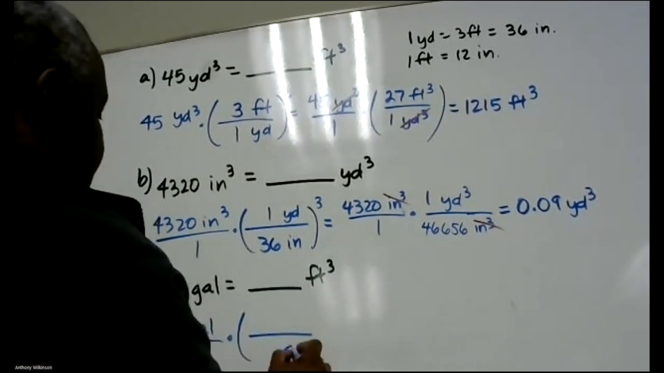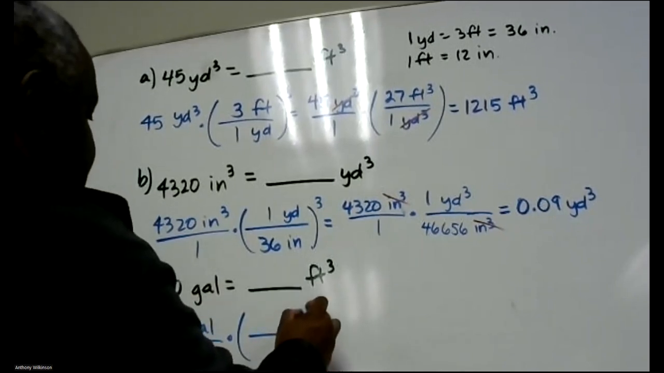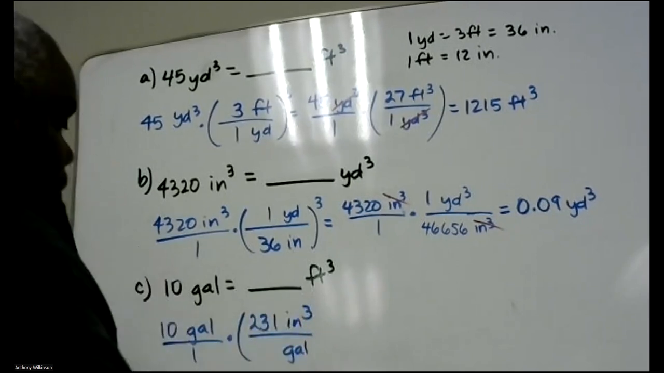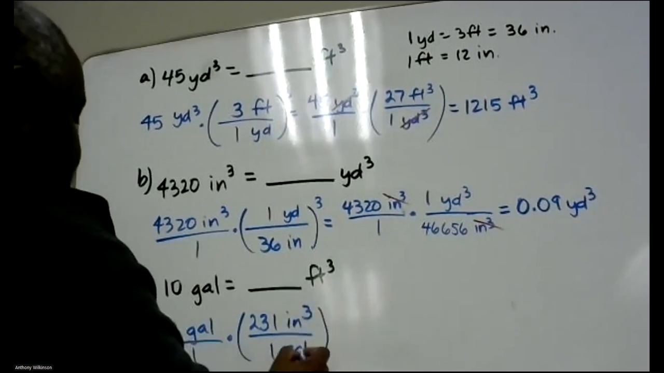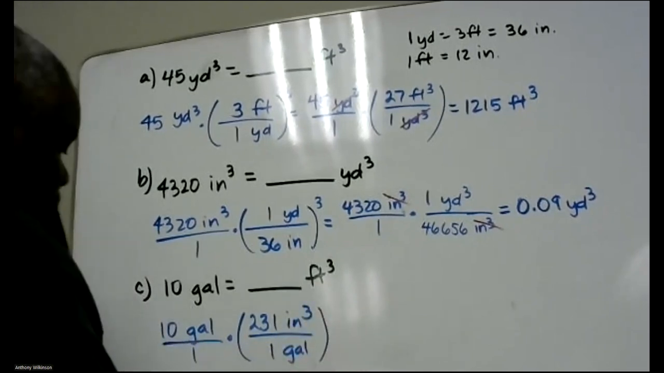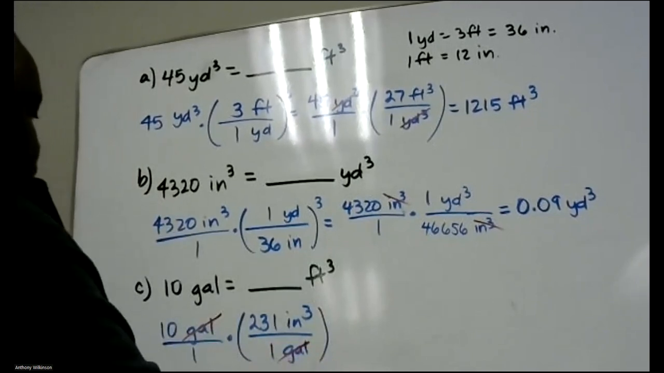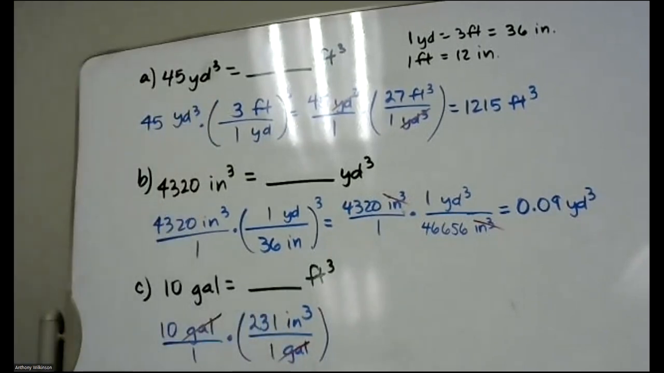I'm gonna put the gallons on the bottom because that's what I'm converting from. Cubic inches would go in the numerator. And that 231 has to go here and the 1 has to go here. What's gonna happen is that your gallons divide out and you'll have your answer in cubic inches, but you want that to be in cubic feet.